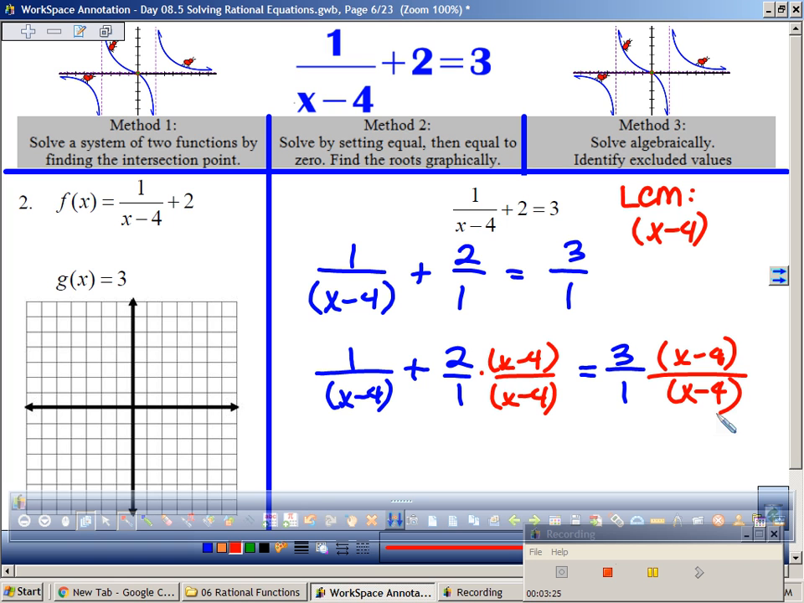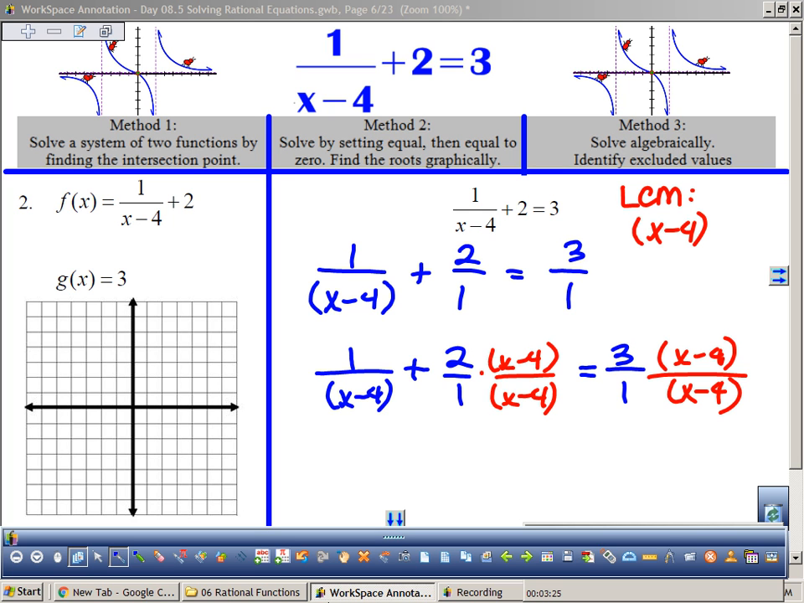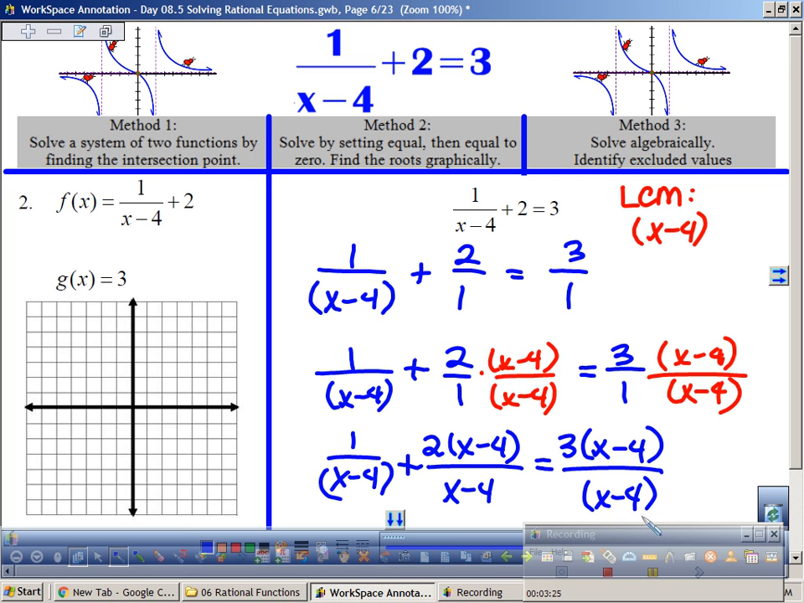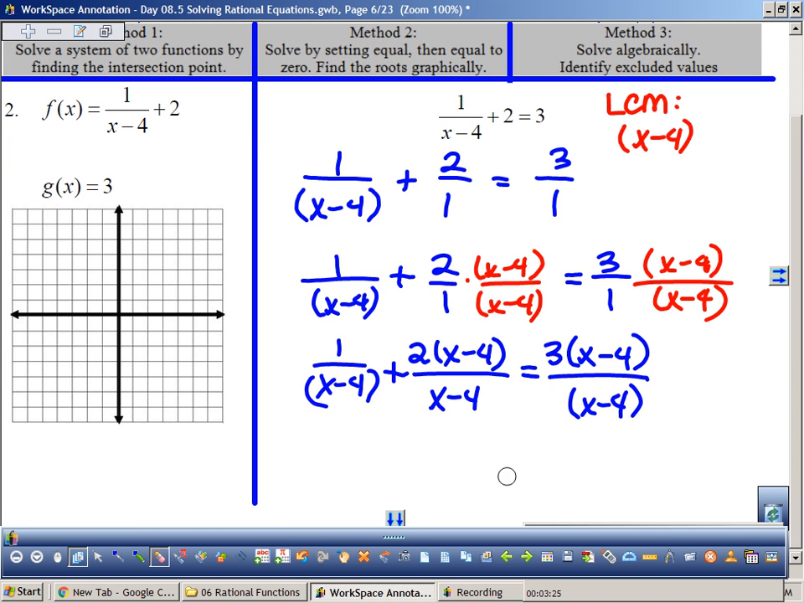All right, so now I'm going to multiply straight across to make sure that I have common denominators. But I'm not going to multiply my factors. I'm just going to keep them as factors. So I have a 1 over x minus 4 plus I have a 2 times x minus 4 all over x minus 4 equals, and then I have a 3 times x minus 4 all over x minus 4. Now that they're all the same, I can combine like terms, right? I can combine like terms right here. Since x minus 4 and x minus 4 are the same, I can combine whatever's up here.